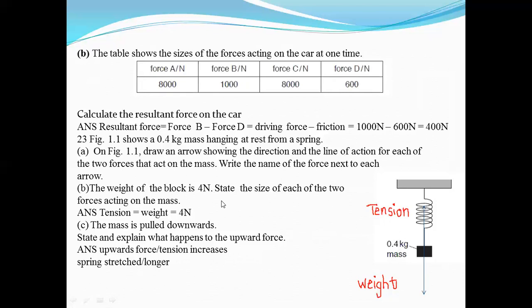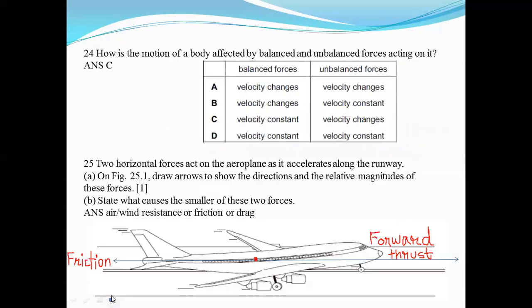Part B. The weight of the block is 4 Newton. State the size of the two forces acting on the mass. As the body is in the state of rest, therefore downward force will be equivalent to upward force. Magnitude of weight is 4 Newton, therefore magnitude of tension is also 4 Newton. The mass is pulled downward. State and explain what happens to the upward force. Upward force, obviously it is going to increase. The tension in the spring is going to increase as the spring becomes longer or it is stretched.